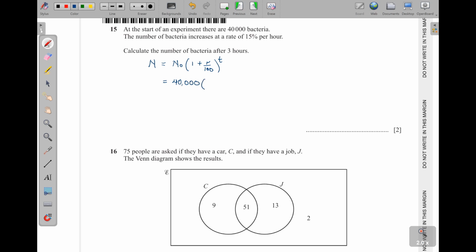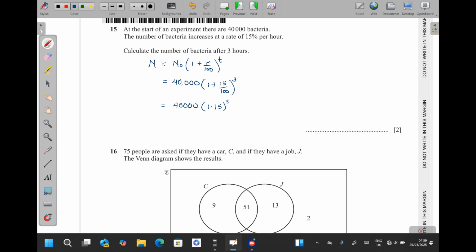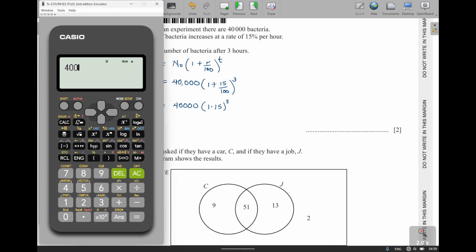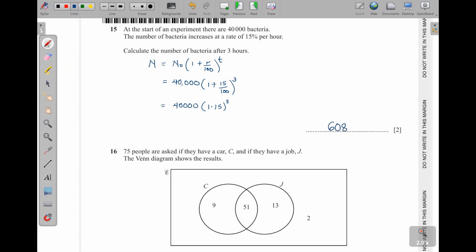then into 1 plus 15 out of 100, after 3 hours, so that will be 3. Then we have 40,000 times 1.15 cubed. So you put this in the calculator, 40,000 into 1.15 cubed. This one will give us 60835.